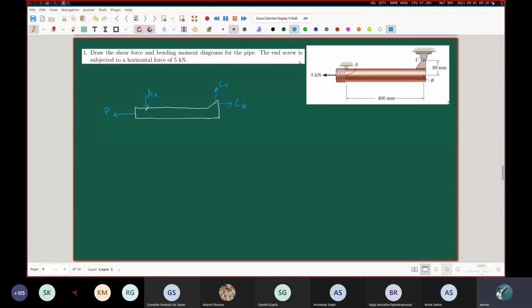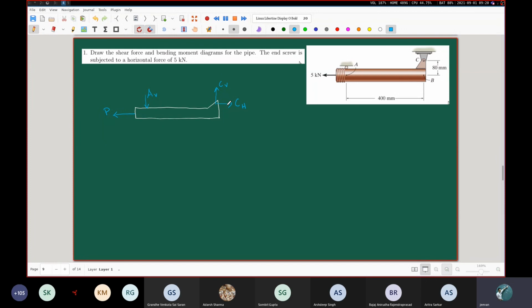So AV is passing through this point only. Okay, there is no problem there. But there will be a contribution due to this CH. So this situation is very much like that extra little frame, that inverted L-shaped frame that we did earlier. It is very much like that.